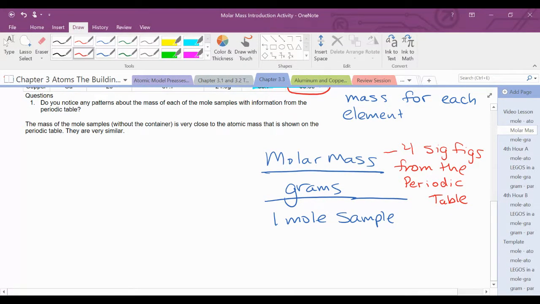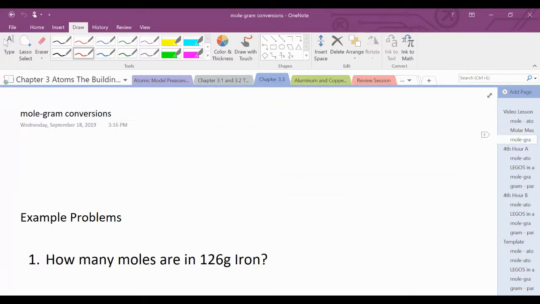So what I want you to do now is get out your green periodic table, get out your calculator. We're going to do some calculations using molar mass. And if you need a moment to go get those items, just pause the video and come back.